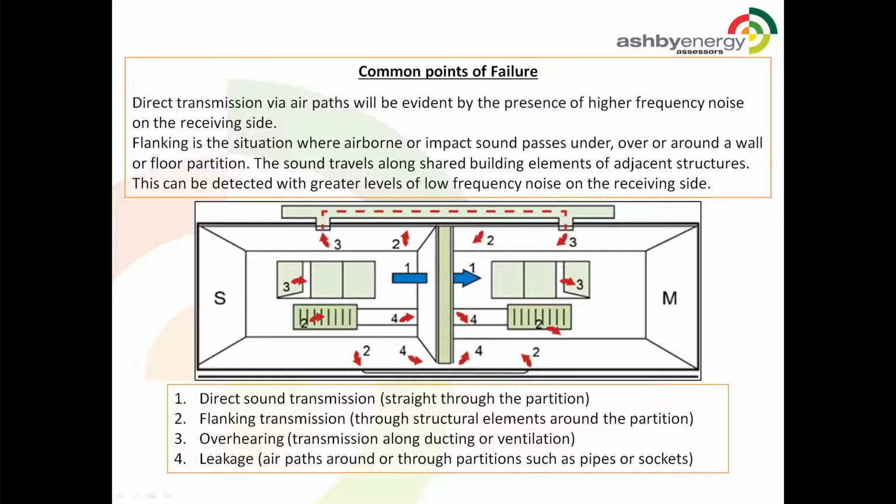3. Overhearing transmission through a long ducting or ventilation. So ventilation paths such as through ducting through the roof, through the building itself, or even through windows reflected from window pane into another will be detected on the other side. And 4. Leakage, so air paths around or through partitions such as pipes or sockets where they haven't been sealed sufficiently. These will also be typical points for high frequency noise transmission through a partition or floor.